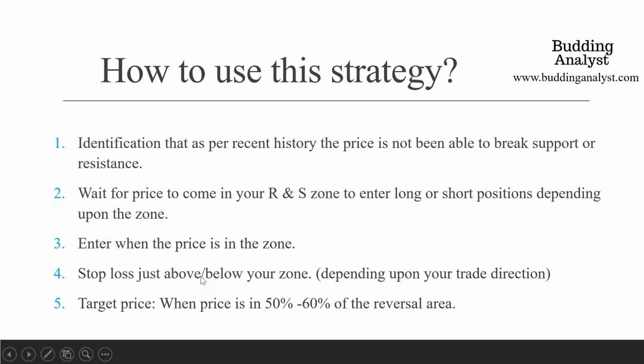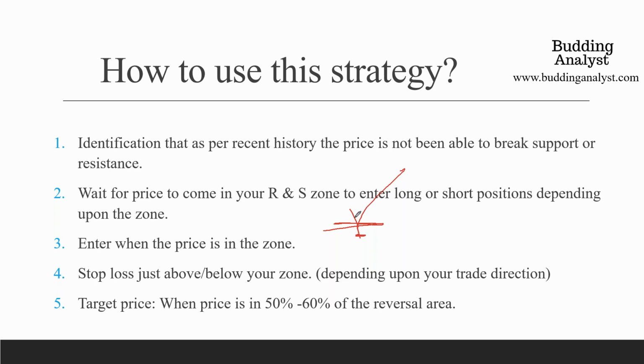The next thing is stop loss, just above or below depending upon your trade. Whenever I say long, it means that I'm buying first and selling later. And whenever I say short, it means that I'm selling first and buying later. So for a short, the stop loss is just above my zone. Suppose this was my zone where I bought. Suppose the price went here, I bought here, and if it's going up, fine. If it goes down, then just below my support level, I'll book my losses whenever there's a finished complete candle.